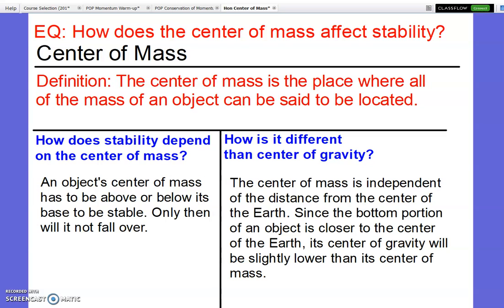The question in this video is, how does the center of mass affect stability? To understand this, first we have to know what the center of mass is. By definition, the center of mass is the place where all of the mass of an object can be said to be located. It is really a spot where there's an equal amount of mass on both the left as the right, and there's an equal amount of mass above as there is below.